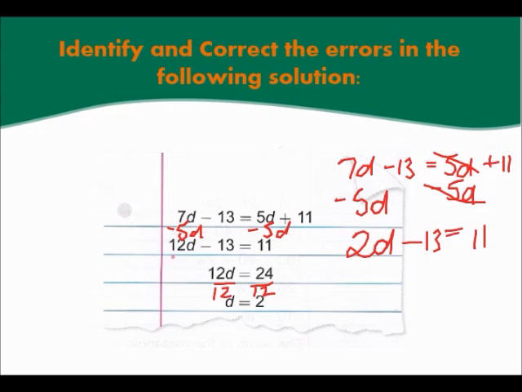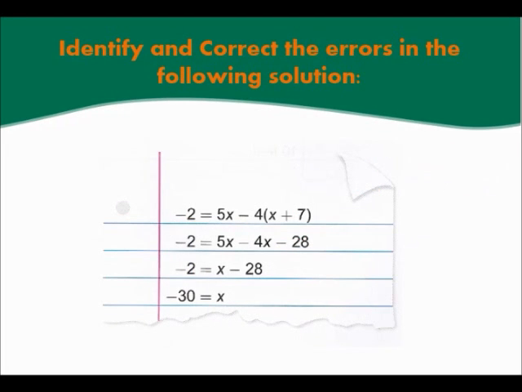Now let's look to see what they have. They have 12d's. They added 7 plus 5 instead of subtracted 5d. So this is where their error was. So you want to circle the error and write a sentence that says, in the second step, they added 5d to 7d instead of subtracted 5d from 7d. Make sure you write that final sentence.